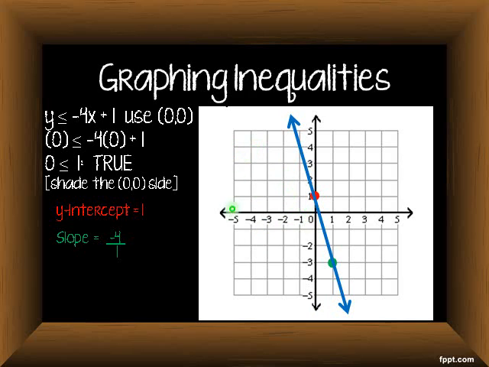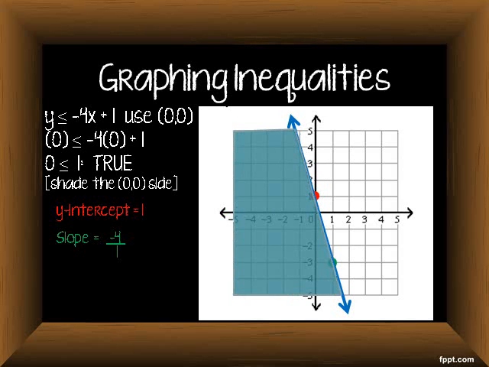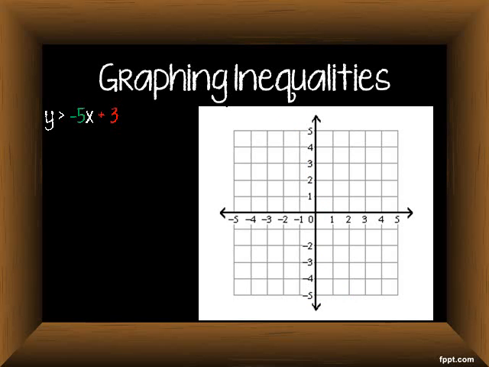I could pick any point on this side of the line and test it, and every point on this side of the line would be part of the solution set, and it would result in the true answer. So let's shade the left side of this line because of our test point. That's all there is to it. Let's try another one for more practice.